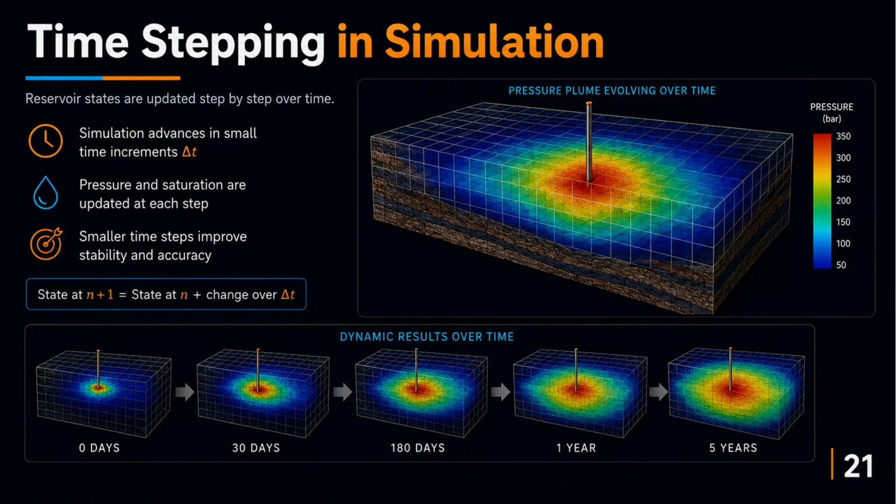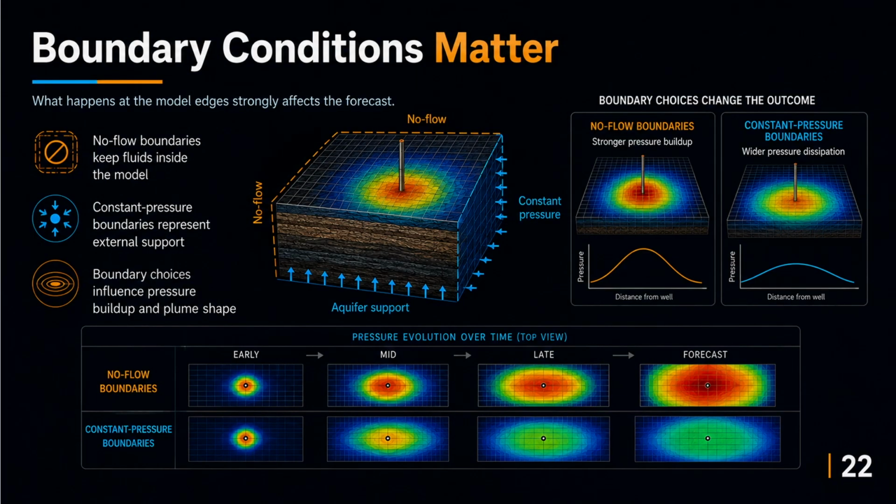Now that we understand time stepping in simulation, let us move to boundary conditions matter. Boundary conditions can completely change the simulation outcome. Imagine injecting CO₂ into a closed box. Pressure builds up quickly because the fluid has nowhere to go. Now imagine the same injection into a large aquifer with open boundaries. Pressure can dissipate over a much larger region. The injection operation may appear much safer, even if the local plume is similar.